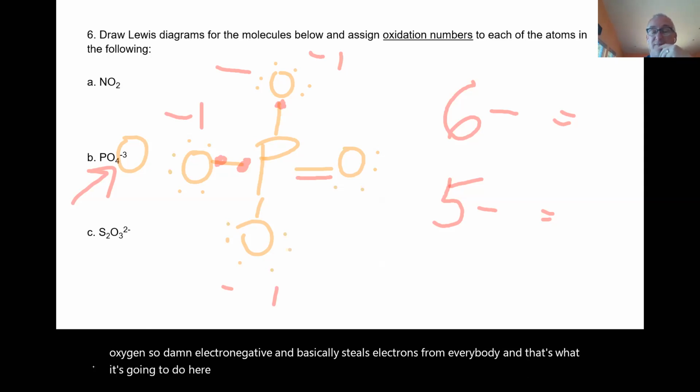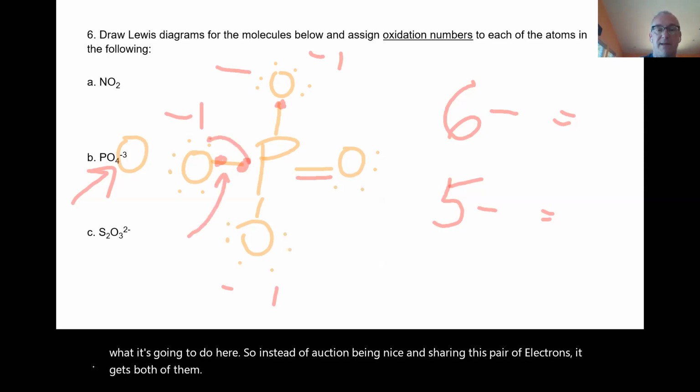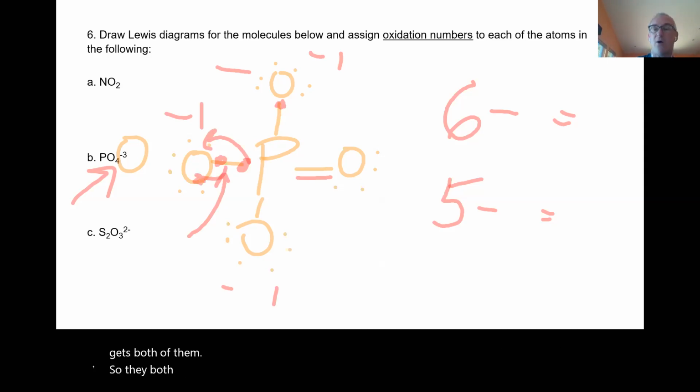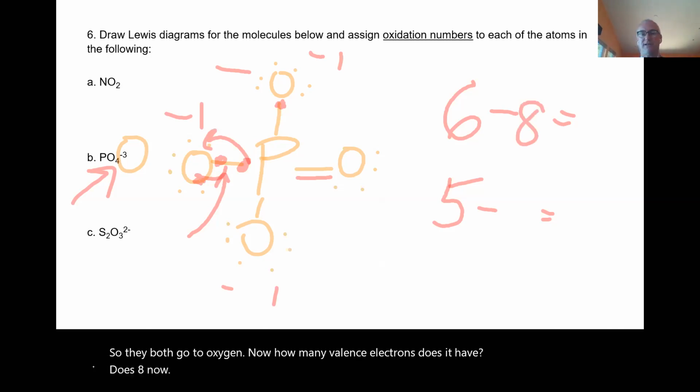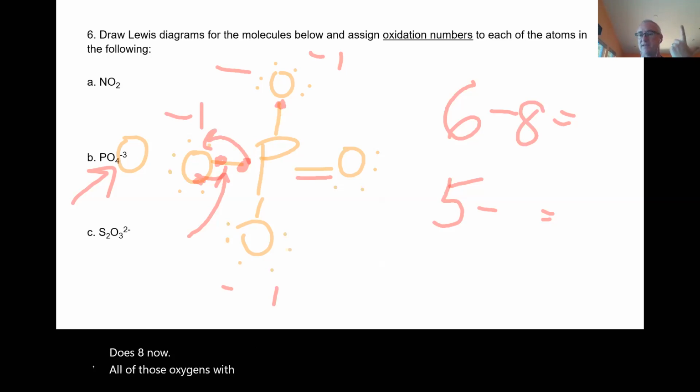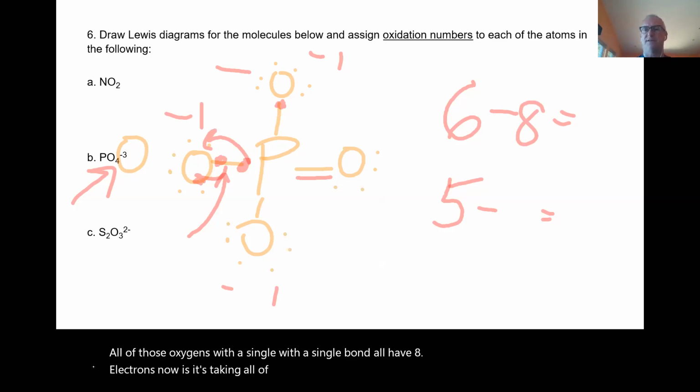So instead of oxygen being nice and sharing this pair of electrons, it gets both of them. So they both go to oxygen. Now, how many valence electrons does it have? 8. It has 8 now. All of those oxygens with a single bond all have 8 electrons now, because it's taking all of the shared electrons. So they all have an oxidation number of -2.